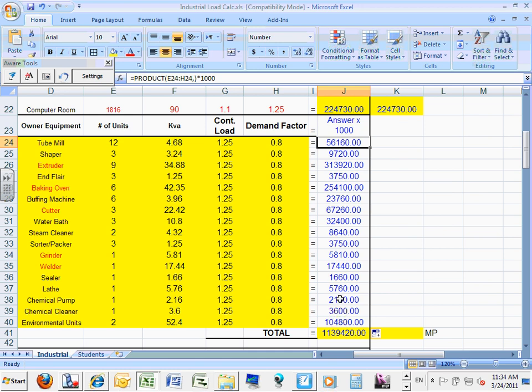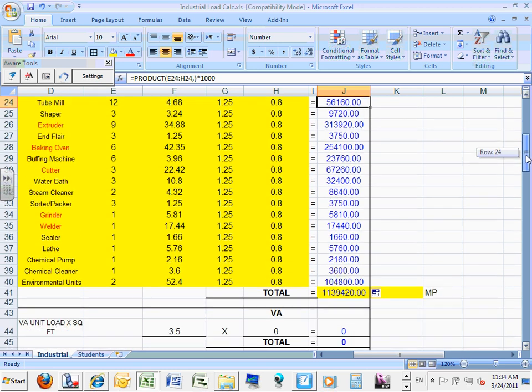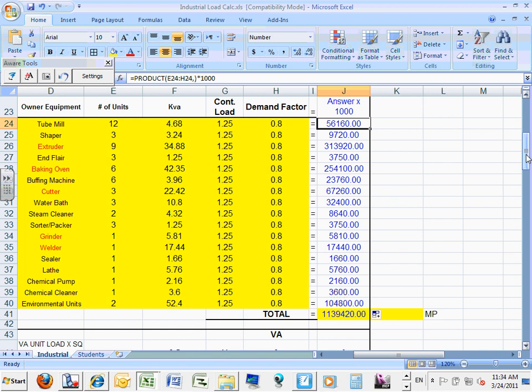Okay. Everybody, when you add them all up and do the math, I want to bring to your attention the single phase. I want to do one single phase. There is a single phase end flare. Is that what they call it? End flare. This one. Can you guys see that end flare? This one is single phase. It says single phase.